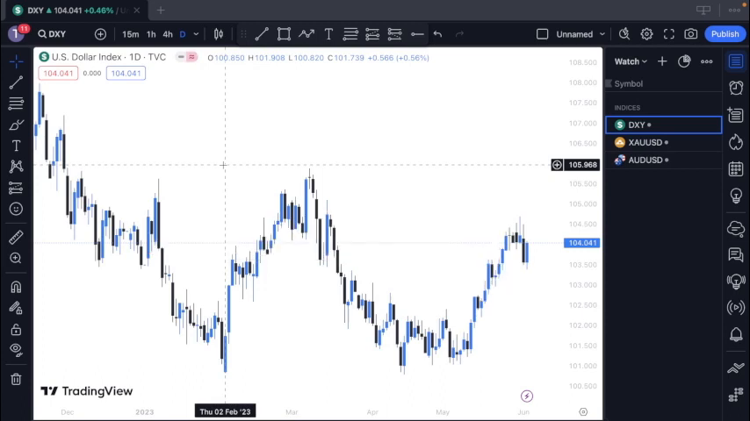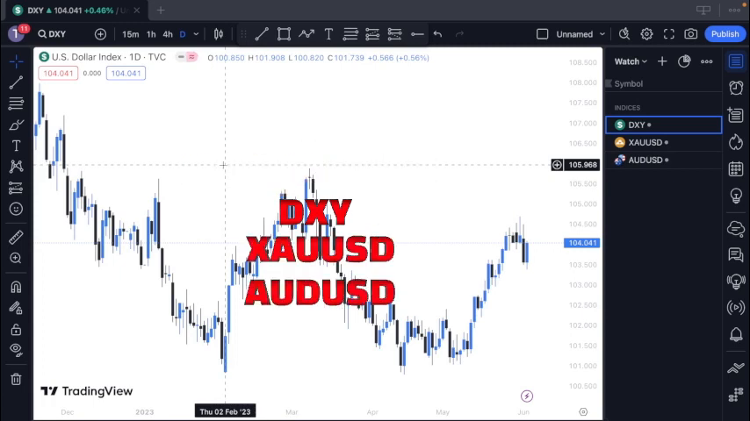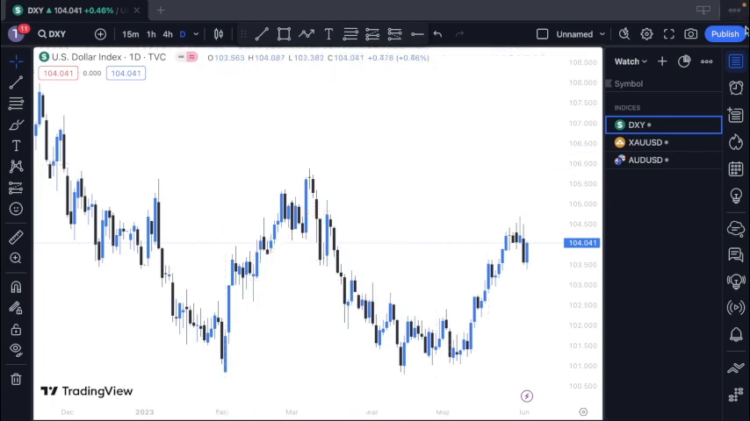So today we'll be doing a market breakdown for this week. We'll be looking at DXY, which is the dollar index, gold, and the Australian dollar. From there, let us begin and start with our dollar index.